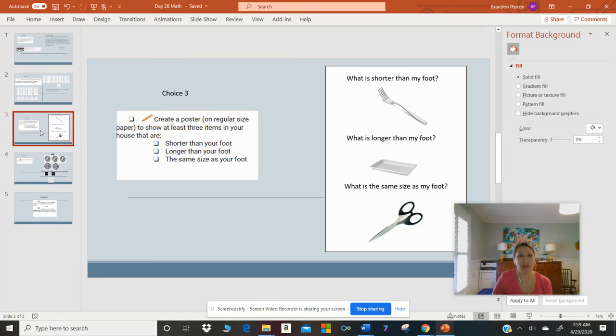Okay, choice number 3. Create a poster on a regular size sheet of paper to show at least 3 items in your house that are shorter than your foot, longer than your foot, and the same size as your foot. And I've created one right here. I said, what is shorter than my foot? A fork. What is longer than my foot? A baking pan. What is the same size as my foot? Large pair of scissors, because you know Miss Poston has a small foot. Okay, so you get to be an explorer and find things that are shorter, longer, and the same size as your foot and make a little poster.